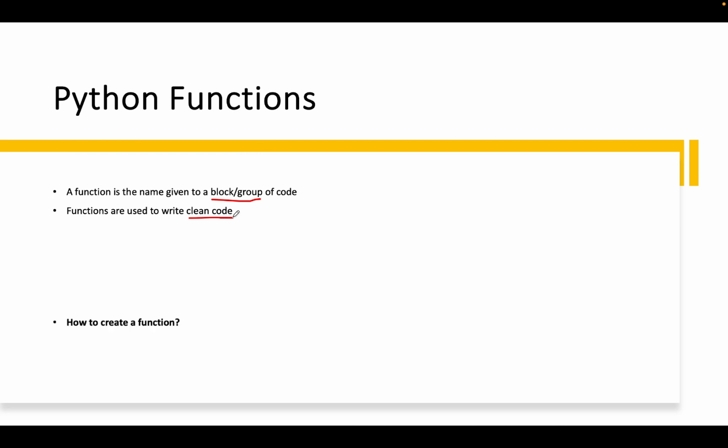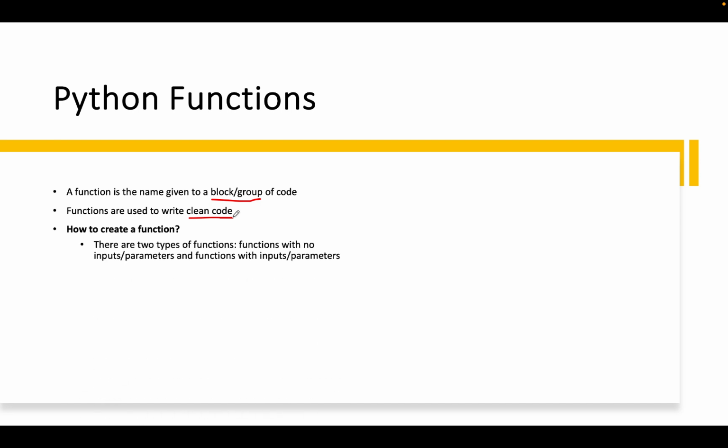Note that. So how do we create a function, right? If functions are so good and we need to use them, how do we create one? The first thing that you need to know is there are two types of functions: functions with input, which they call parameters, though I just put input so that you guys will understand, and functions with no input or parameters. Again, I will show you what that means.